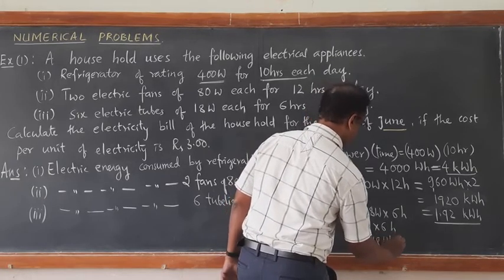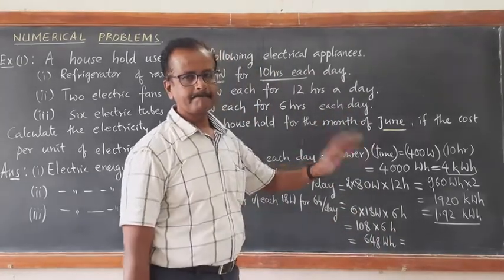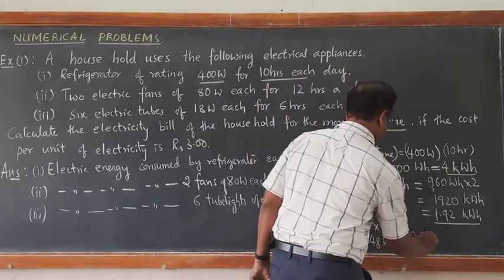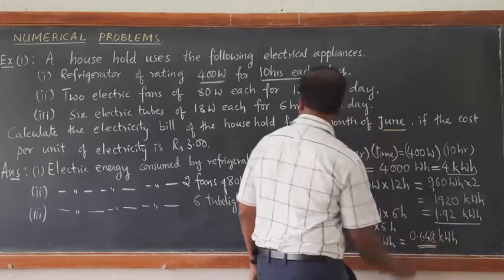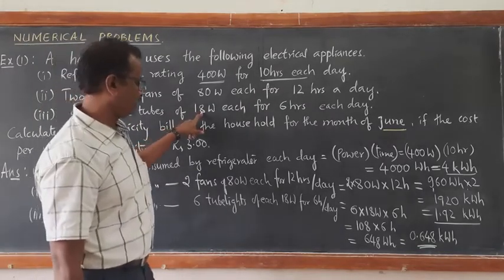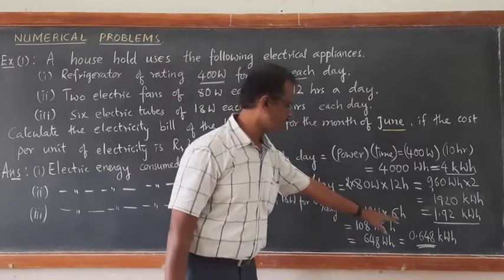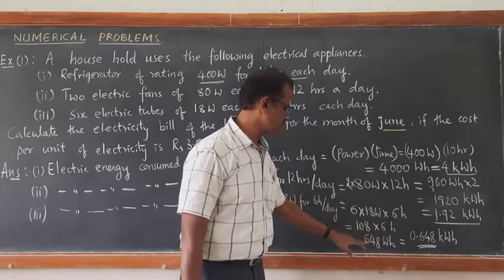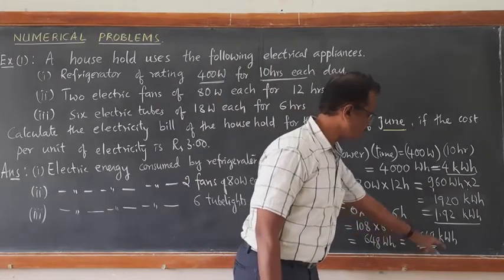648 watt hours. So that comes out to be 648 divided by 1000, 0.648 kilowatt hour. So this is 6 electric tubes of 18 watt each used for 6 hours per day. 6 into 18 into 6 hours. So it becomes 108 into 6, 648 watt hour. So that comes out to be 0.648 units.